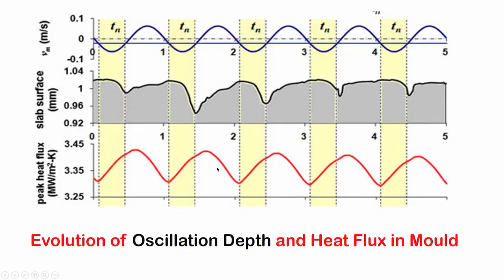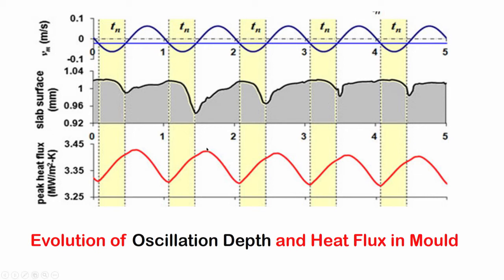This one shows how the heat flux is also changing. You just see that there is an average heat flux in the mould, and they have found it is around say 3.35 or so. But with the oscillation motion, as the mould is going up and down, the heat flux is also varying. It is not constant, though there is an average value, but it changes. What is important here to see is that it is minimum here, when the mould velocity is 0.